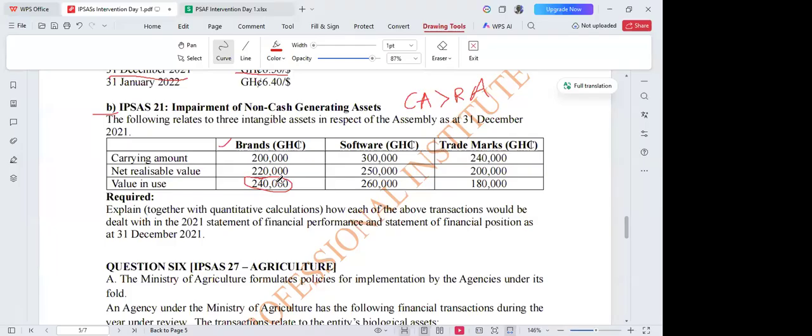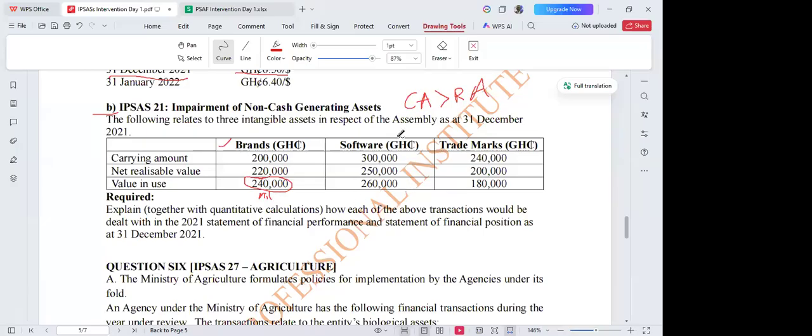So the condition for impairment stipulates that the current amount should be greater than the recoverable amount. The recoverable amount you are getting for brand is 240. Is the current amount bigger than that? Is it meeting the condition? No. So impairment for brand will be zero. The asset is not impaired, so it's nil. We don't have a value for this.